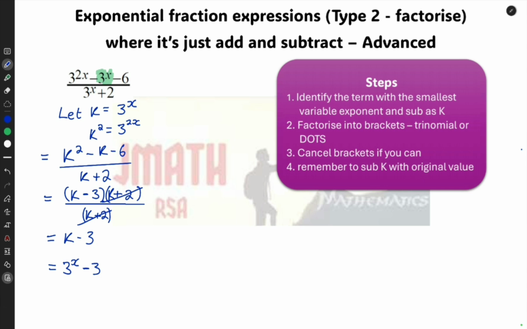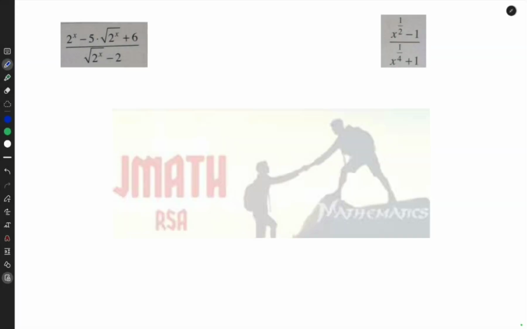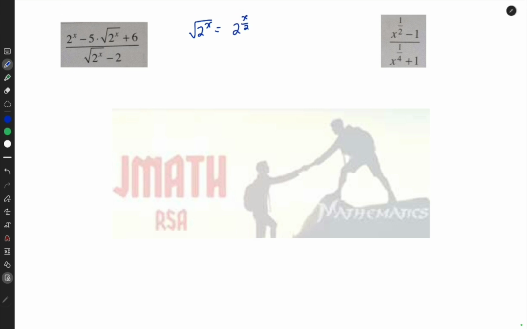But let's do another example. So this one you will see quite often in grade 11 tests and exams. So just something to remember. When I have a square root, remember there's a 2 in front of the root. So the square root of 2 to the power x is actually the same as saying it is 2 to the power x over 2. Okay, so just keep that in mind when we're doing this sum.